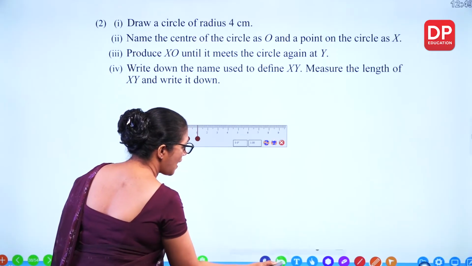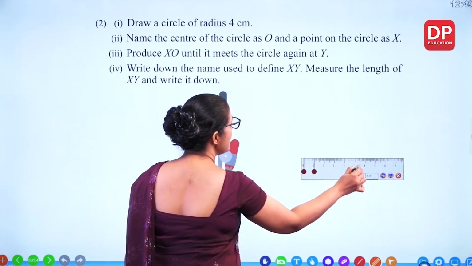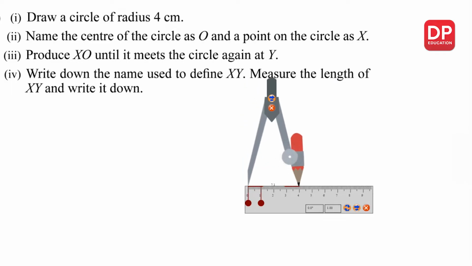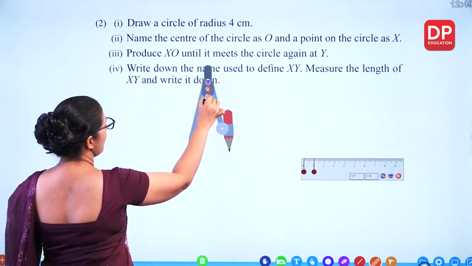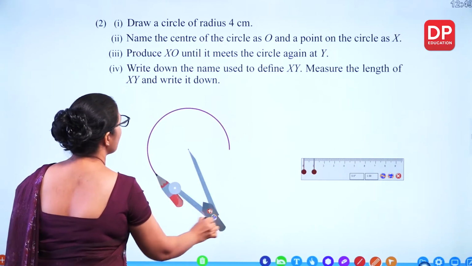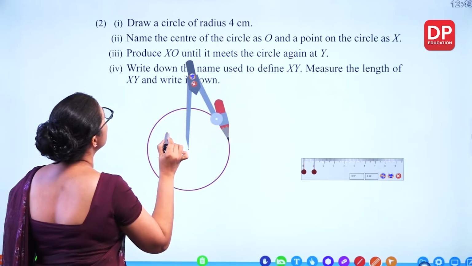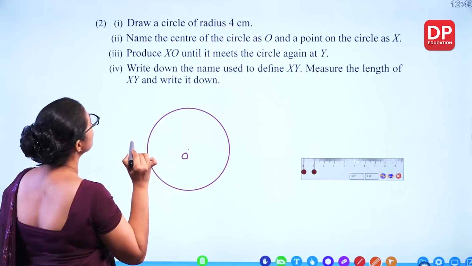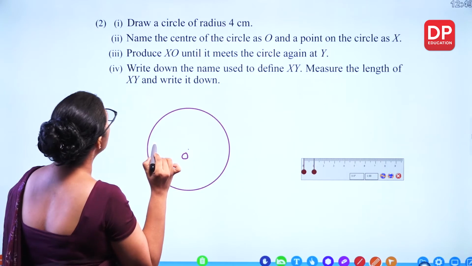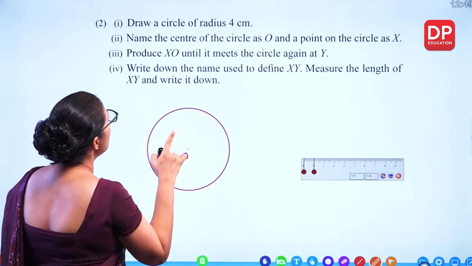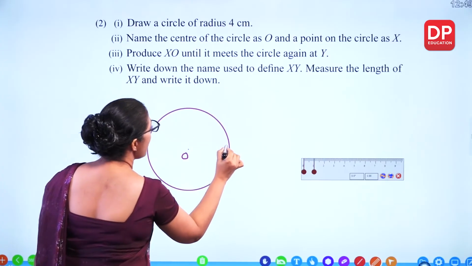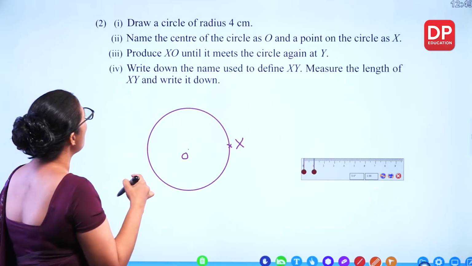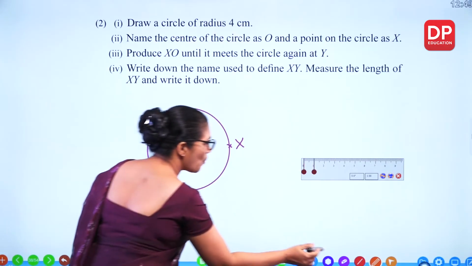Draw a circle of radius 4 centimeters. So take the compass and the ruler. Measure 4 centimeter length. And draw a circle. And it says, name the center as O. And the radius is 4 centimeters. And point on the circle as X. Produce XO until it meets the circle again at Y.